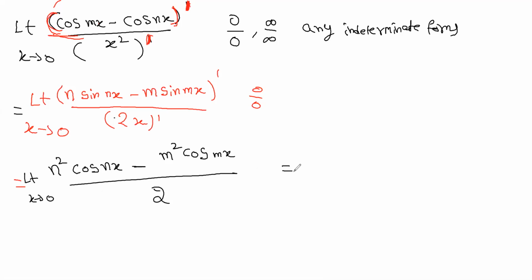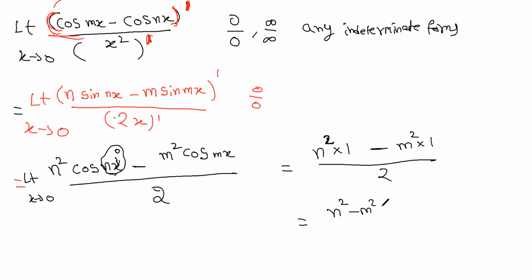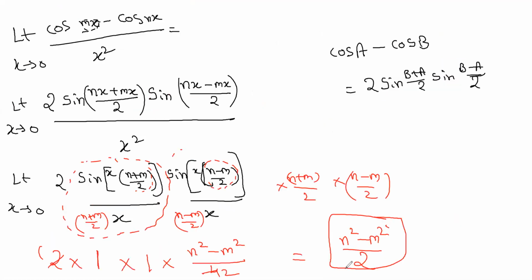So that's 0 by 2, right? If you substitute x as 0, it becomes cos 0. What is cos 0? Cos 0 is 1, not 0. So n square into 1 minus m square into 1, by 2. So n square minus m square by 2. This is the same thing we got.